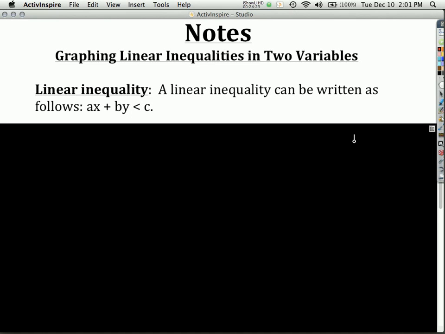So, a linear inequality with two variables can be written like this: ax plus by is less than c. And it doesn't matter what symbol it is. It can be less than, greater than, or equal to. That form right there should spark a memory for you. What memory comes to mind when you see ax plus by is less than c? Maybe? Standard form. Very good. That is standard form. Now, standard form is something we use with equations, and these are inequalities, but it's basically the same idea.